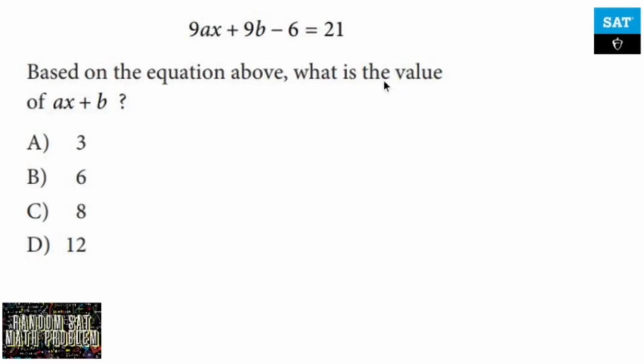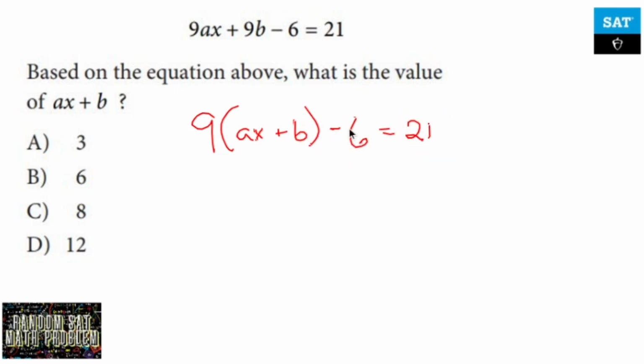Based off the equation above, what is the value of AX plus B? All right, well, I have 9AX, I have 9B. Ooh, there's a 9 in common. Let's factor it out. By factoring out the 9, that gives me 9(AX plus B) minus 6 equals 21.